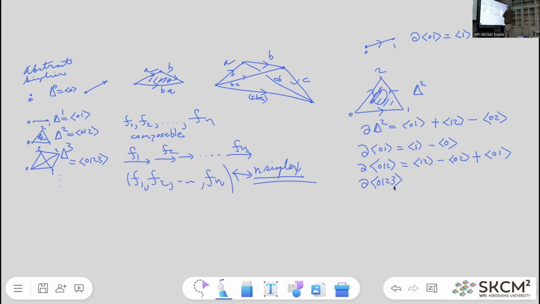So in general, the boundary formula that works well here after a lot of thought by various people over the years is that you take and remove the first one. I'll put a hat on it. Then you subtract, removing the second one. And you add, removing the third one. Subtract, removing the fourth one. You keep on going in that fashion.